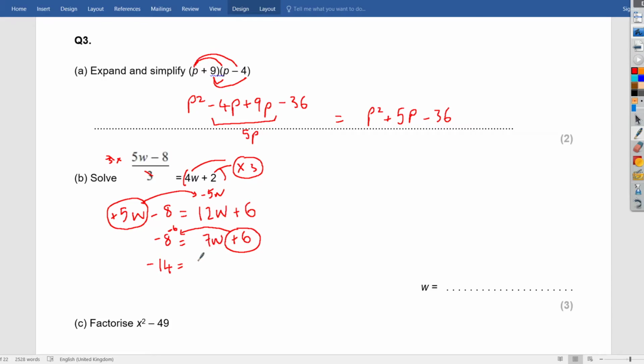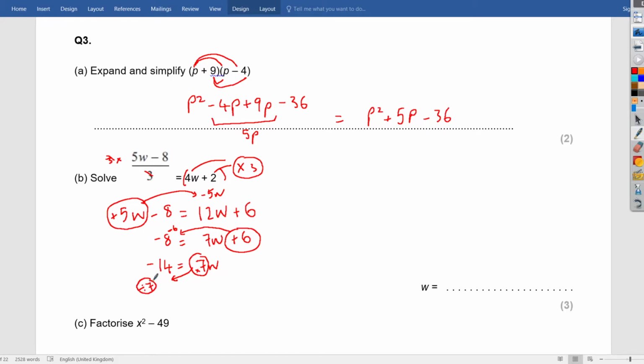And that is equal to 7w. Now, to get what w is, I need to get rid of this 7. So what is this 7 doing to w? It's timesing. The opposite of timesing is divide. There's no symbol between the 7 and the w, so it's a times. The opposite of timesing, taking it to the other side, is divide by 7.